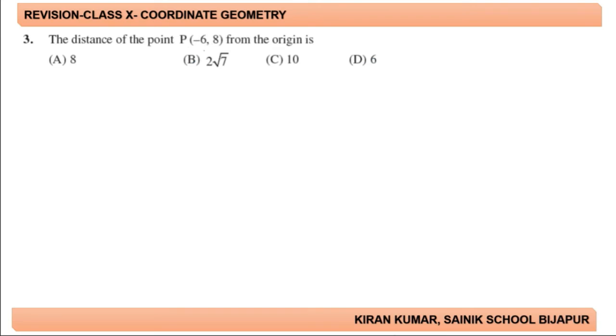Question 3. The distance of the point P minus 6, 8 from the origin is given by.